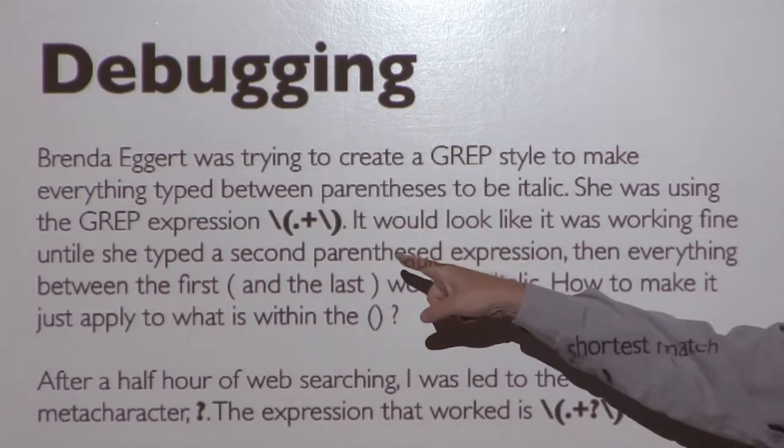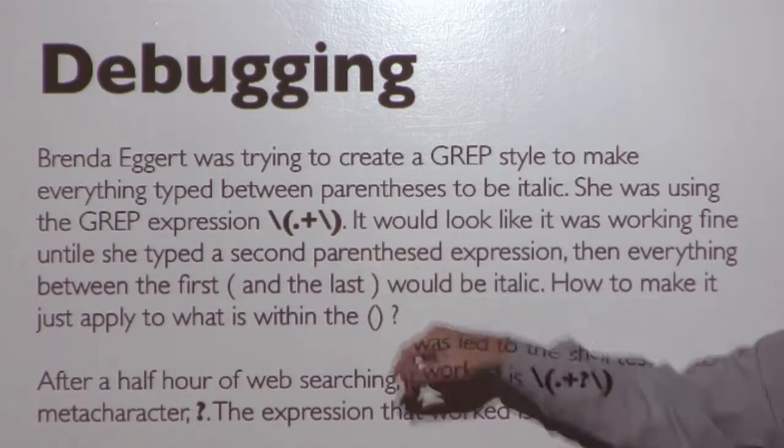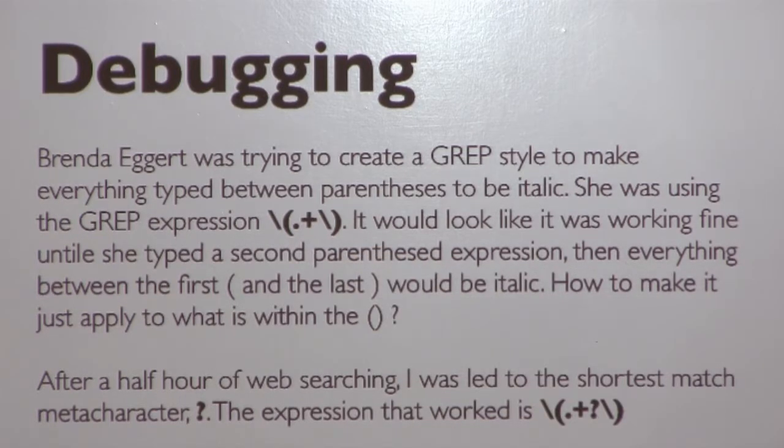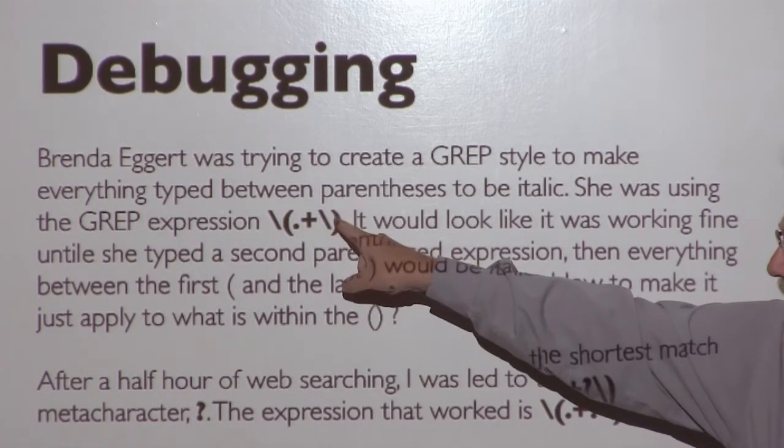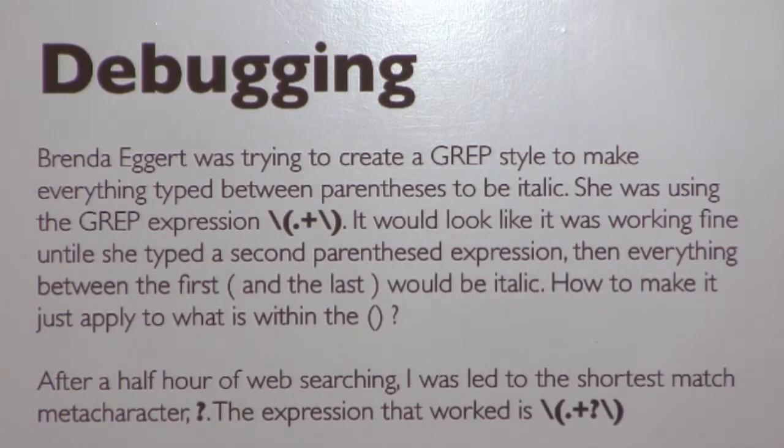So, here was your original Grep expression, which was, find an actual open parenthesis and a close parenthesis, and apply an italic style to that. And she used it when she first started typing. Parentheses were there, it went italic. Started typing some more, hit another parenthesis, suddenly everything was italic in between the first open and the last close.